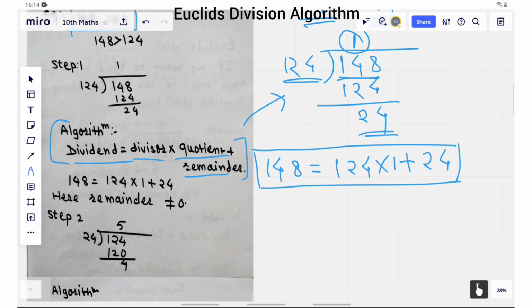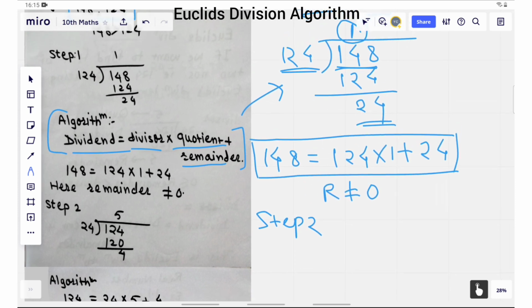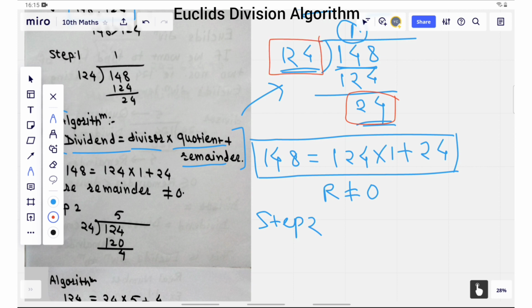And now we have to see whether the remainder is 0 or not. And here we can find that remainder is not 0. If remainder is not 0, then we have to move to the next step, that is step 2. And in that step 2, what we have to do? We have to take two numbers from first step. What are those two numbers? That is remainder of first step and divisor of first step. And we have to divide that divisor, that is 124, by the remainder of the first step, that is 24.